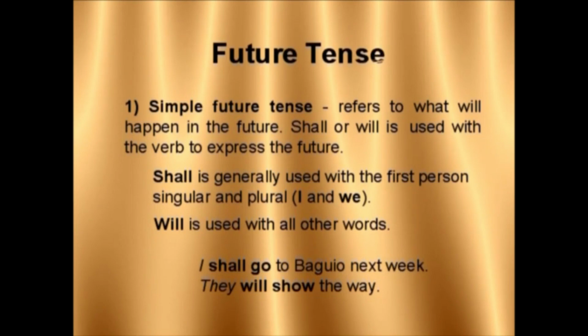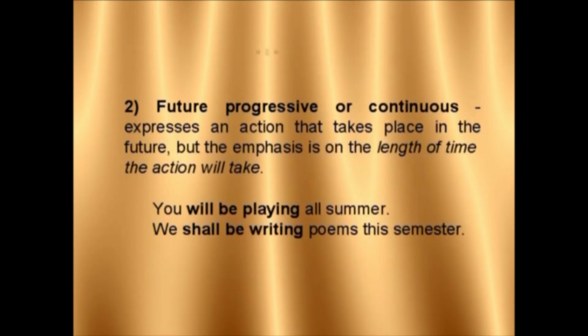The future tense. The simple future tense refers to what will happen in the future. Shall or will is used with the verb to express the future. Shall is generally used with the first person singular and plural, I and we. Will is used with all other words. Examples: I shall go to Baguio next week. They will show you the way.